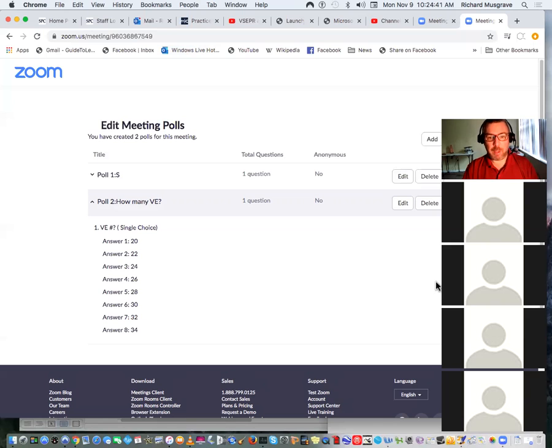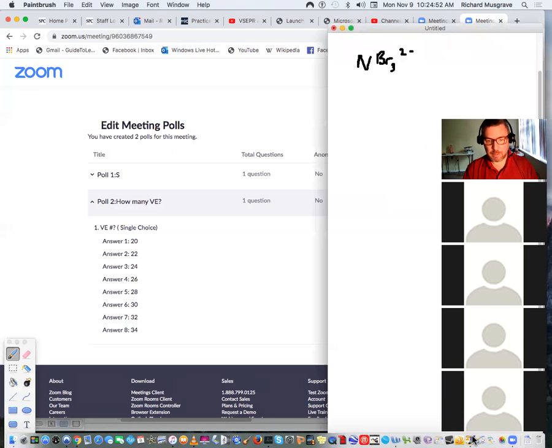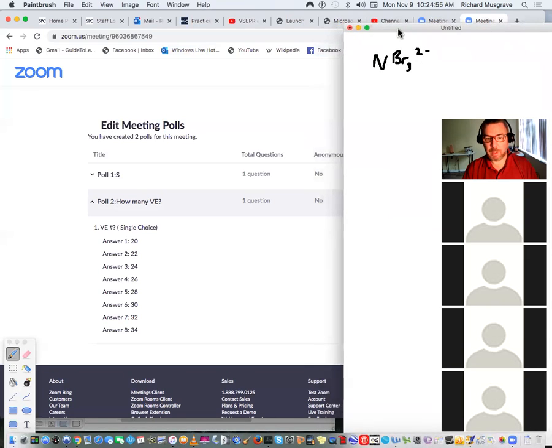So you now have the opportunity to vote here on which you think is the number of valence electrons. I'm going to come back here to it. Okay, so NBR3 2 minus. I'd like everybody to have a go at it, please. I thought it was 2 plus. Oh, it's 2 minus. That might affect my answer. Yeah, it's likely it will.